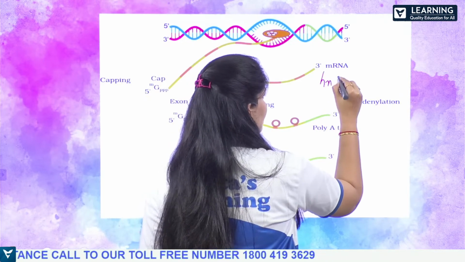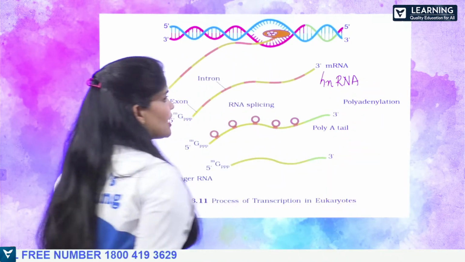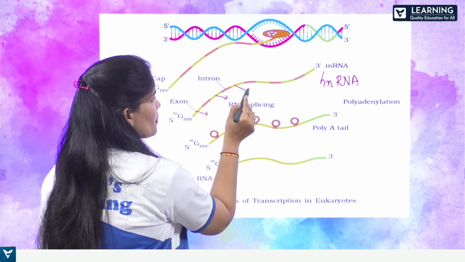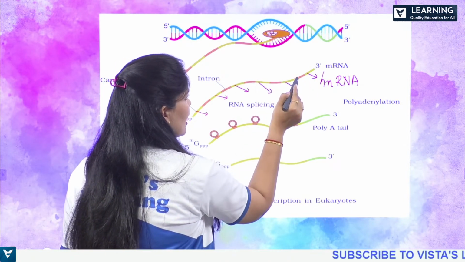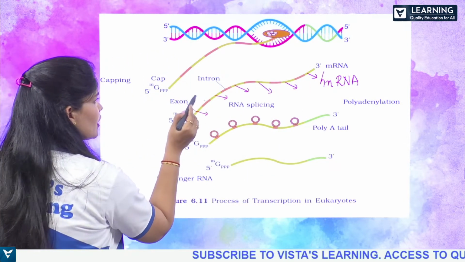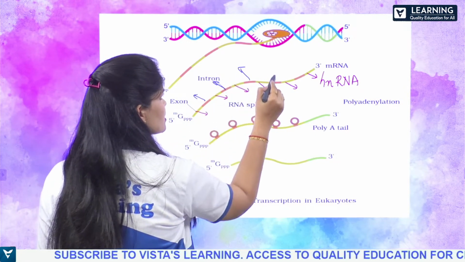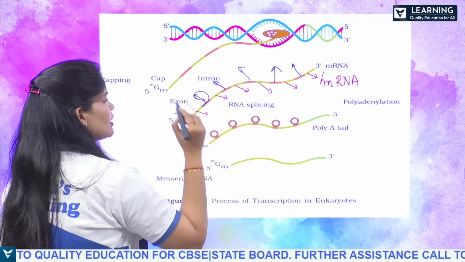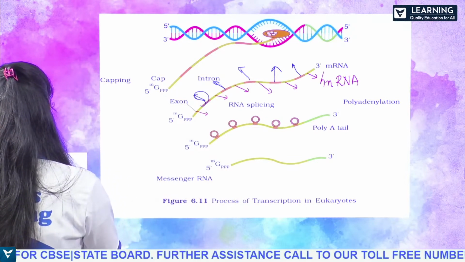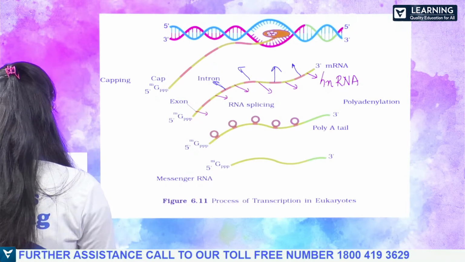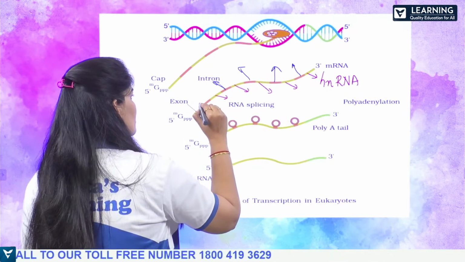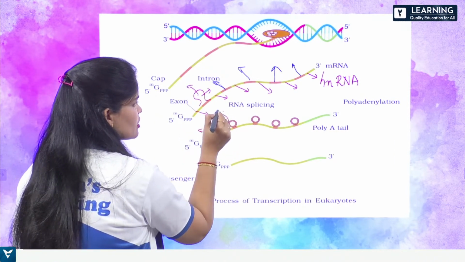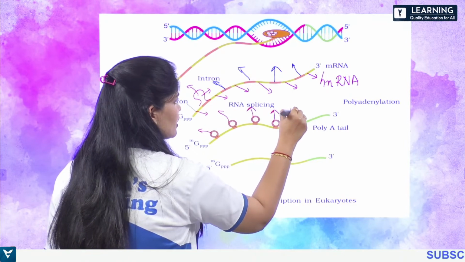In hnRNA, heterogeneous nuclear RNA, we see the presence of exons. These are exons. These are all exons. And on the other side, introns. All these introns have to be removed. So this is the intron now. It will be removed. See, these are all the introns which are removed from the hnRNA.